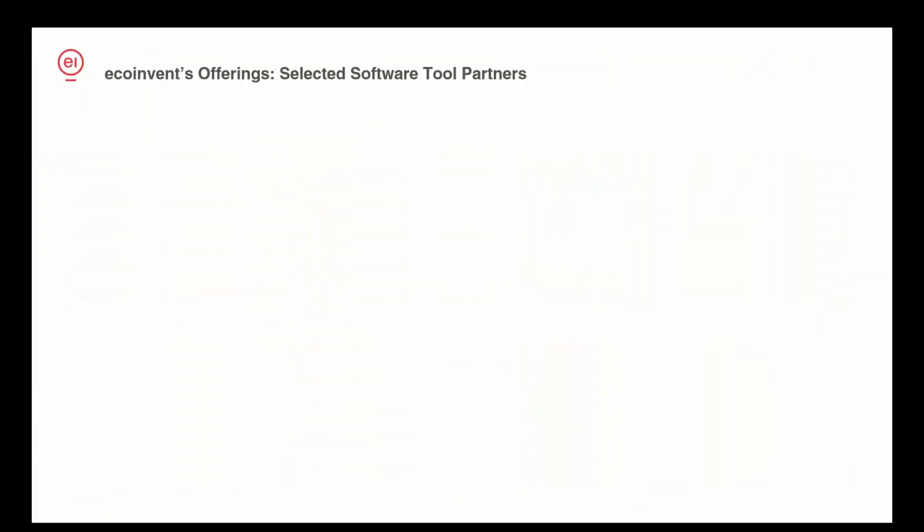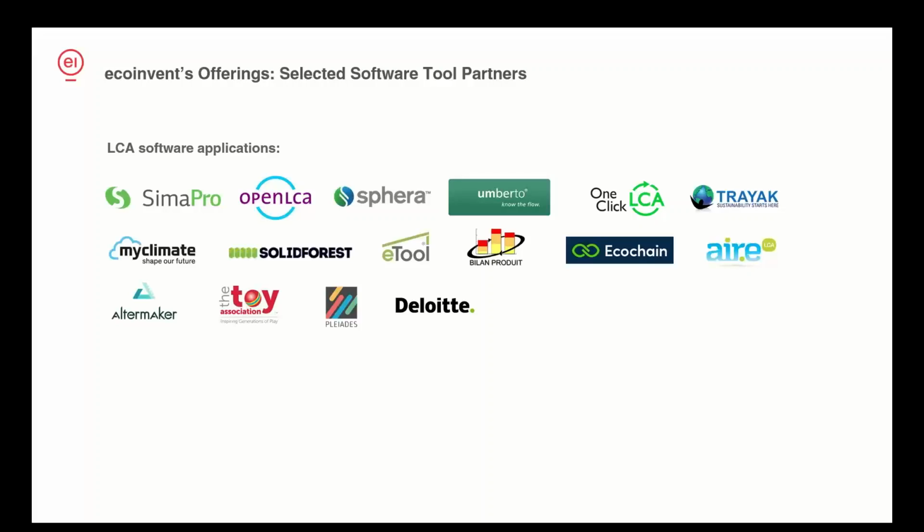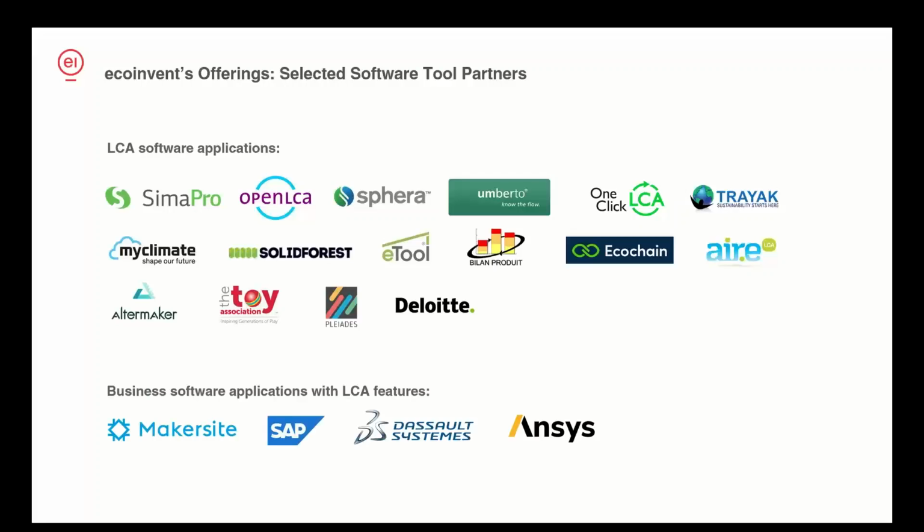You can have access to the ecoinvent database, of course, directly via our distribution platform, ecoQuery, but also through a number of LCA software applications. Here we are naming just a few of the most well-known: SimaPro, openLCA, GaBi, Umberto, etc. You can also have access to the ecoinvent database through other business software applications that have some LCA or sustainability features, such as Makersite, SAP, some of the software developed by Dassault Systèmes, or ANSYS.